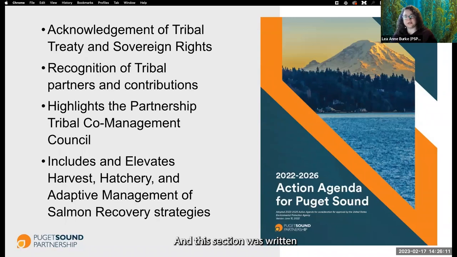And this section was written entirely by tribal representatives. So we feel confident that for the tribes that chose to participate, their needs and priorities are clearly communicated in this context. So tribes have been instrumental in identifying and vocalizing persistent barriers that impede recovery efforts, including a lack of political will sometimes, to take on some of the more challenging and necessary actions for recovery.